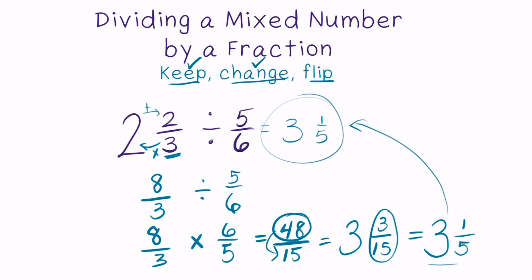Overall, remember that when you're dividing a mixed number by a fraction, you should convert the mixed number to a fraction greater than 1, or an improper fraction, and then go through the 3 steps we can always use when dividing fractions: keep, change, and flip. Make sure to look out for opportunities for cancellation when you're multiplying fractions, and always simplify your final answer.